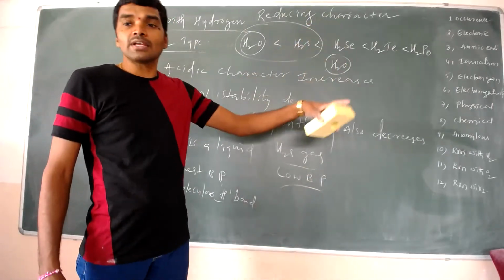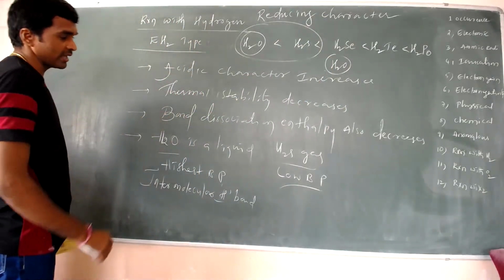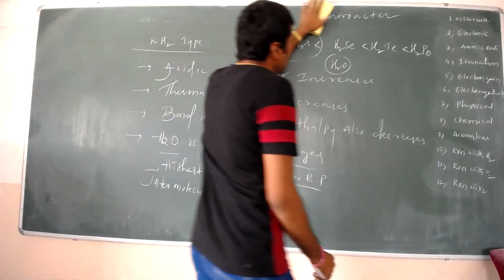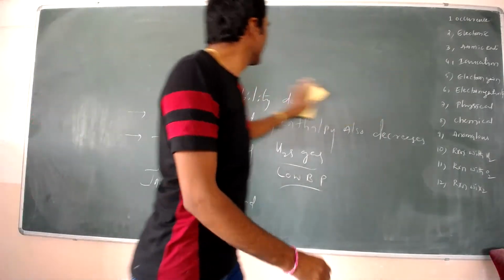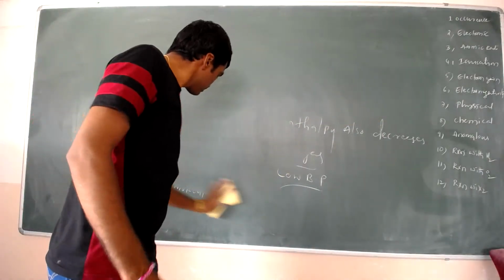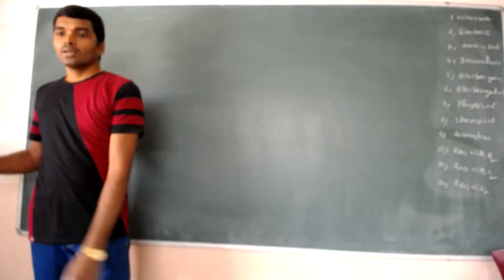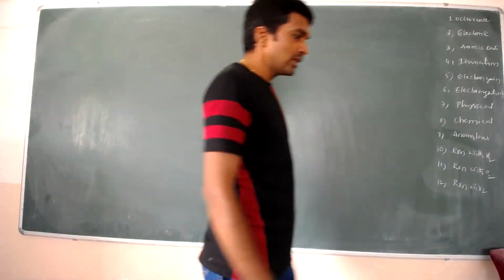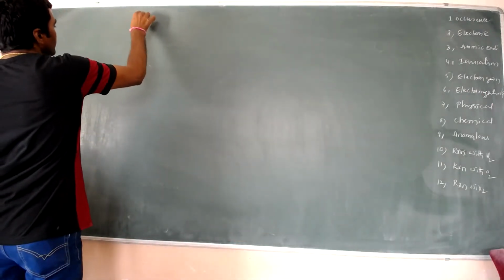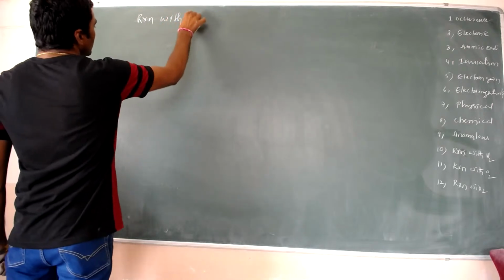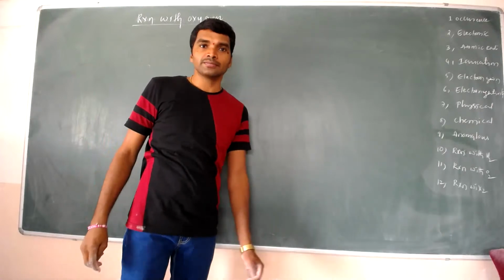And polonium is a very powerful reducing agent. So this is the information about the reaction with hydrogen. Next, now we are going to discuss the reactivity towards oxygen. Reaction with oxygen.